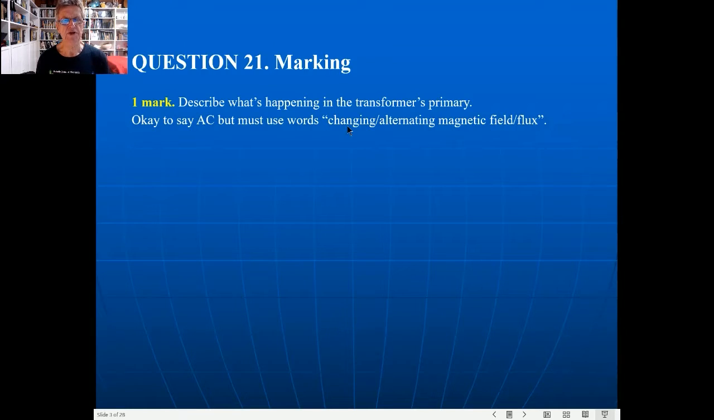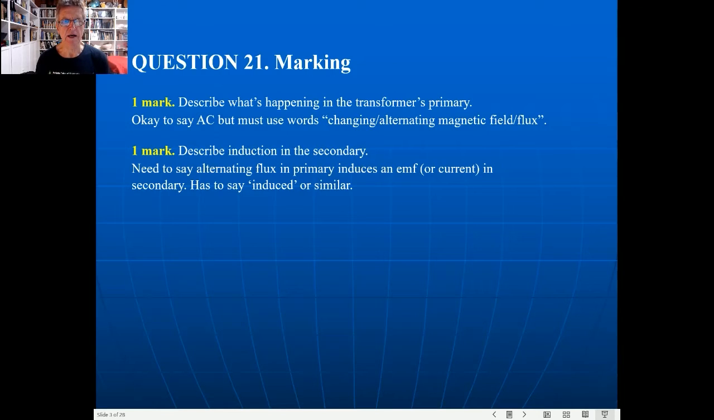So you've got to mention that it's changing. Now you realise, of course, transformers need a changing magnetic flux. They won't work if it's a constant flux. So you've got to have some sort of change. So that's the first thing to do. So you could say it's an alternating current, but you really need to talk about the changing and alternating magnetic flux or field. So there's your first mark.